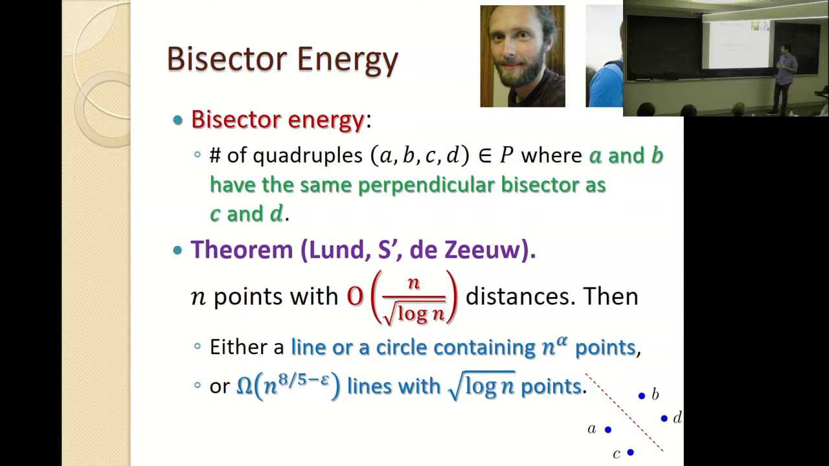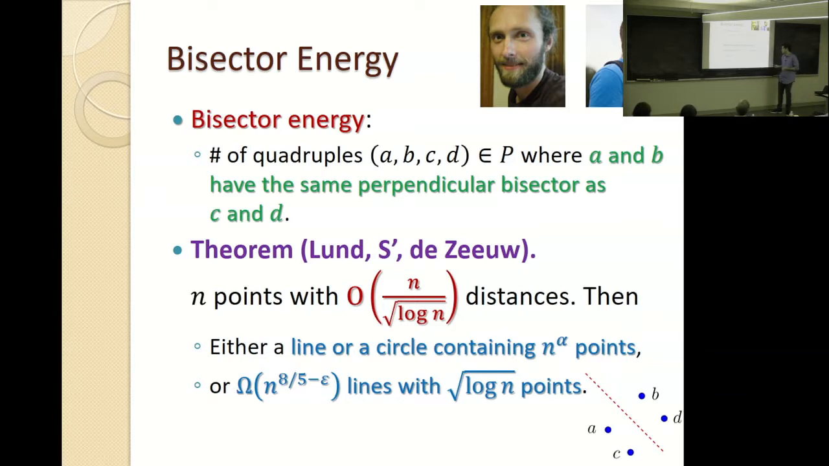So one of our uses for bisector energy was this: if you have a set of points in the plane with few distances, either there's a line or a circle with a lot of points, which is kind of the holy grail, right? It's showed that if there are few distances, there's a line with many points on it. But we have a second option, or there are really a lot of lines with square root of log n points, which seems like also some sort of structure, right? We know that then the set has a really large number of lines with a lot of points on them.